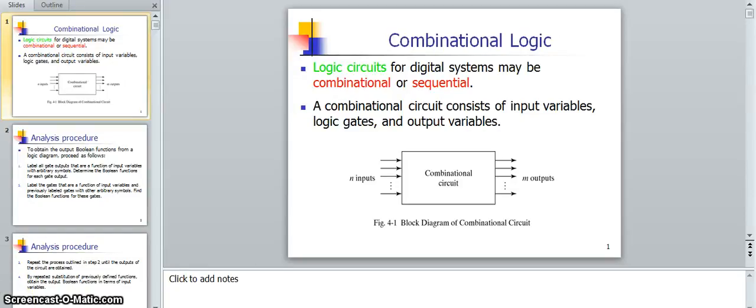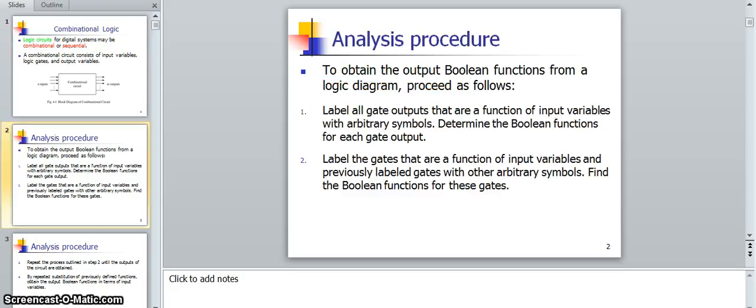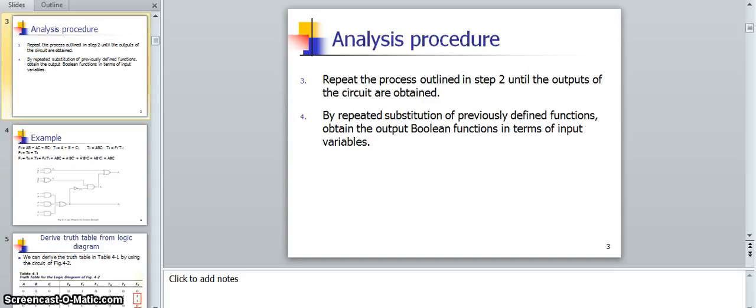Today we are going to see about the combinational circuit. We all know that logic circuits for digital systems may be combinational or sequential. A combinational circuit consists of input variables, logic gates and output variables. Then for the analysis procedure, we have to label the output functions and also the input functions.